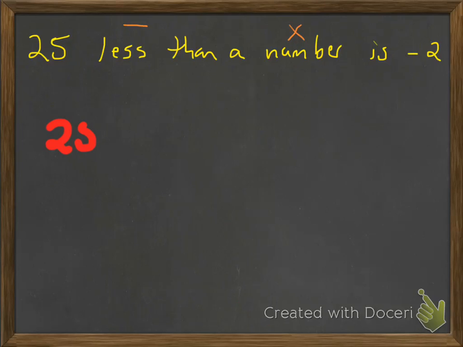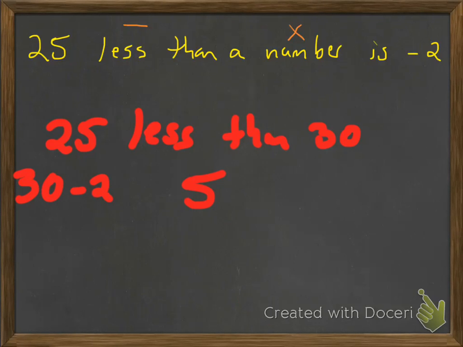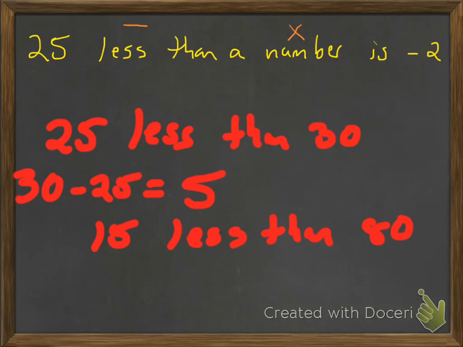Let's say I have 25 less than 30. So if I have $25 less than 30, what does that mean? I would have $5. So what did I do? I did 30 minus 25 equals 5. What if I have 15 less than 80? Well, I would have $65, and how I found that was 80 minus 15. So when you see the words less than, that's the one that's backwards. You have to switch it.